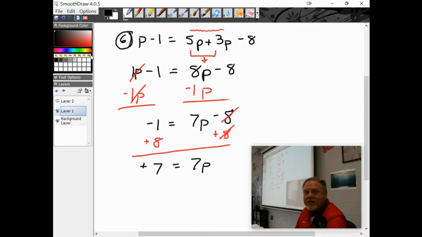So the last number we're going to move over away from the variable is the 7 that's multiplying it. Remember, when you have a number just up against a variable, it implies multiplication.